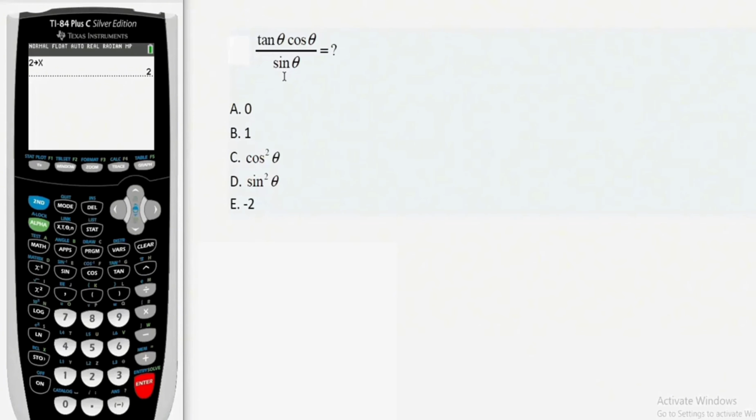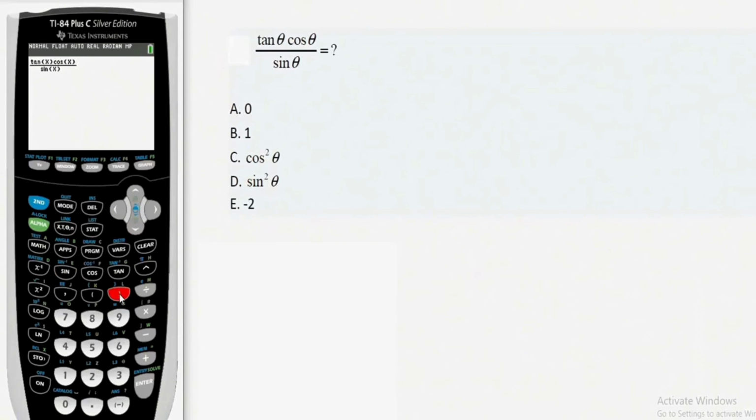So x is replacing theta on the calculator. So it's a fraction. To bring out a fraction sign, you press alpha window. So fraction is here, press this button, then press 1. So we have tan theta, which is tan x, close the brackets, cos theta, that's cos x, close the brackets, over, we have sine theta, that's sine x, close the bracket. So that's it, guys. We are good to go.